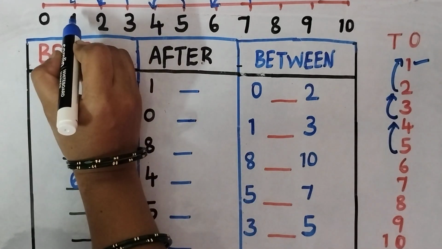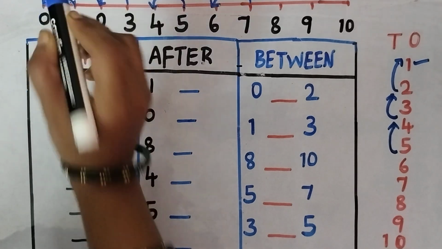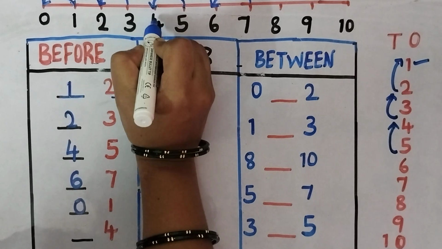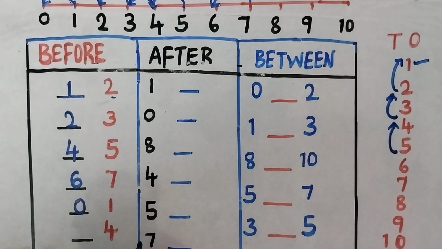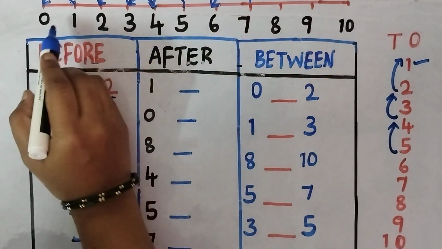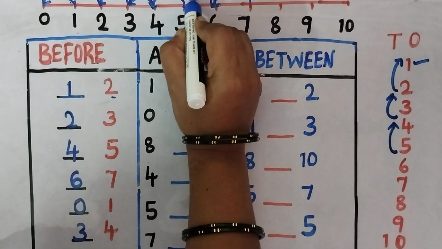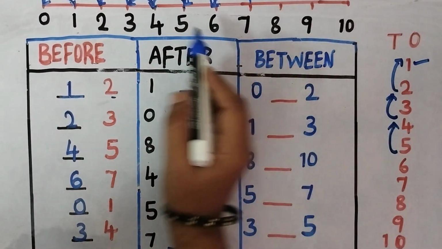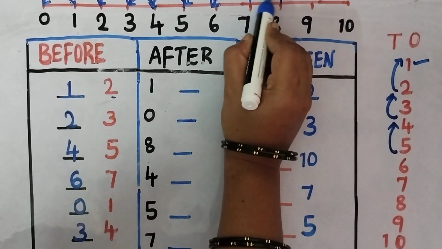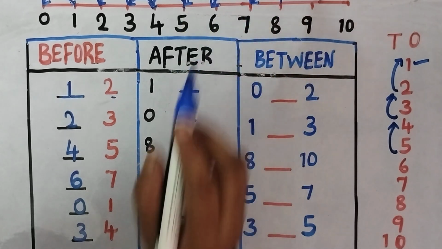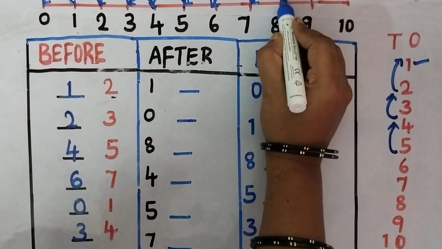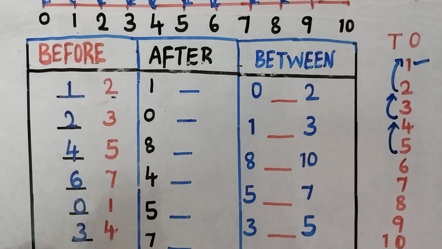Then 1. Before 1 that is 0. Then 4. Before 4 that is 3. Then 6. Again here is the 6. 1, 2, 3, 4, 5, 6. Before 6, 5. Next 8. Here is the 8. Before 8, that is 7. Next 9. Before 9, that is 8. So before means going up.